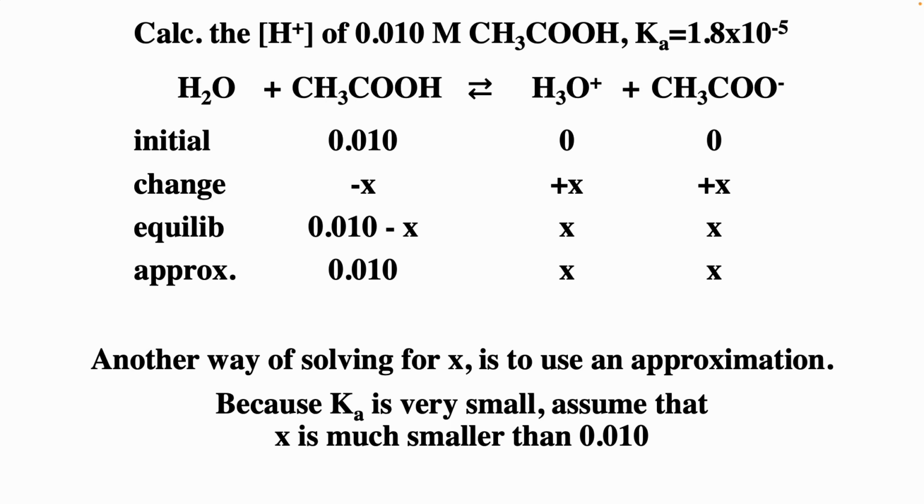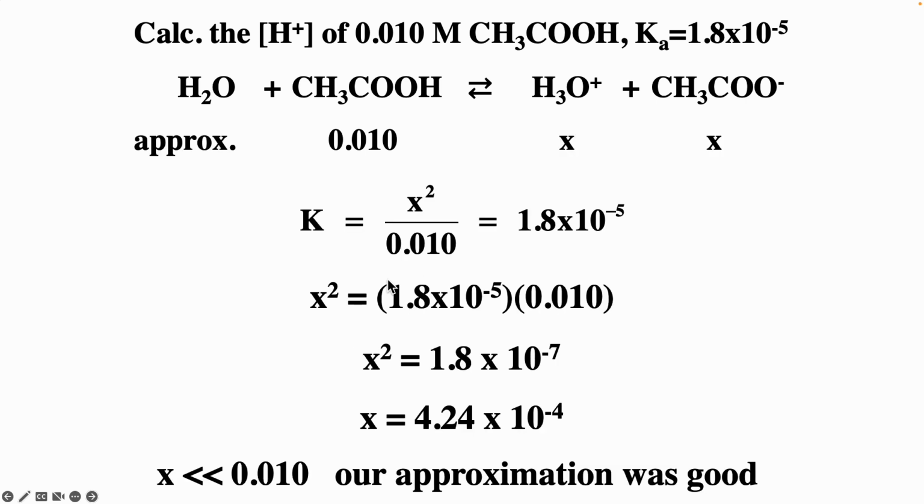Now another way of doing it is, you remember, our Ka is really, really small. Equilibrium constants are products over reactants. And so if you have a really small K, that means you're going to have mostly reactant. And so probably X will be negligible compared to 0.01. Now, if we plug in X and X for our hydronium ion concentration and acetate ion, we get X squared divided by 0.01. And so we multiply both sides by 0.01, we get that. We take the square root, we get X equals 4.24 times 10 to the minus 4th.